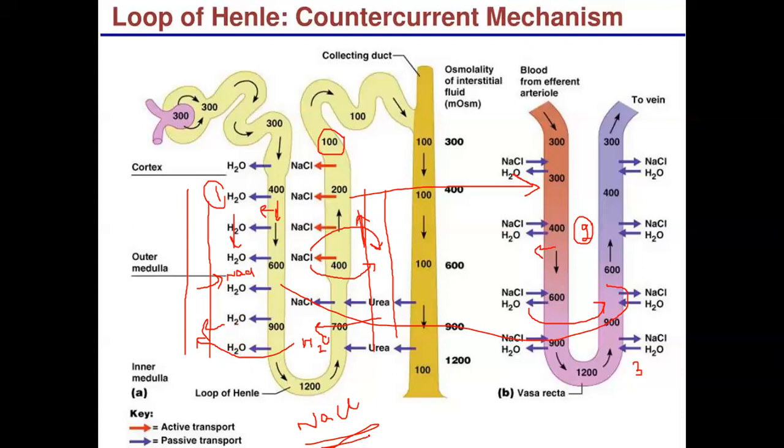We know that water always moves from high concentration to low concentration. So when more solute is there, there will be less water concentration. So water will be reabsorbed more and more. More water will come out from this loop of Henle and more water will go back into vasa recta.